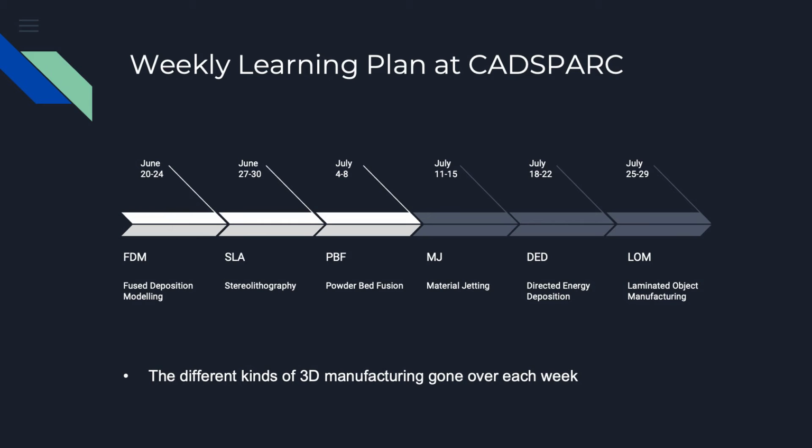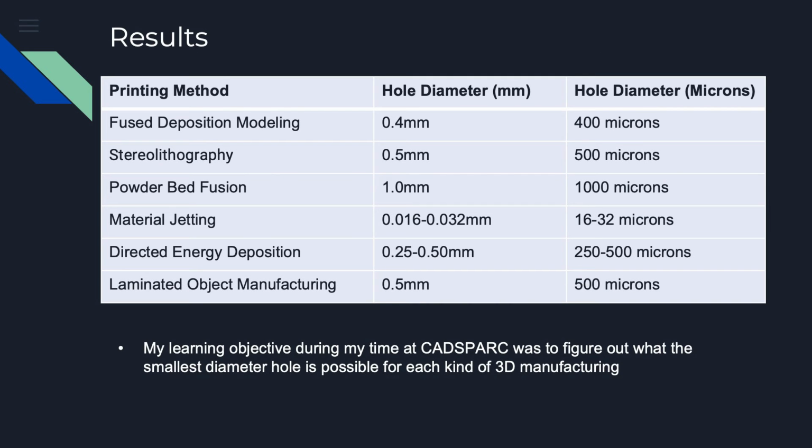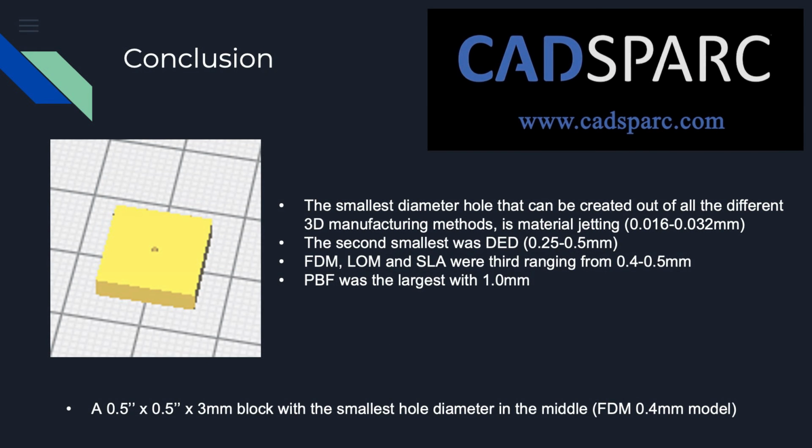Our weekly plan at CADSPARC, I learned about all the kinds of 3D design methods: fused deposition modeling, stereolithography, powder bed fusion, material jetting, directed energy deposition, and laminated object manufacturing. At CADSPARC, my little goal was to figure out which kind of process could make the smallest diameter hole and still be recognized in the print itself. And material jetting made the smallest hole at 0.016 millimeters in diameter, which is crazy small. Here's sort of what it would look like in a 5x5x3 millimeter block.